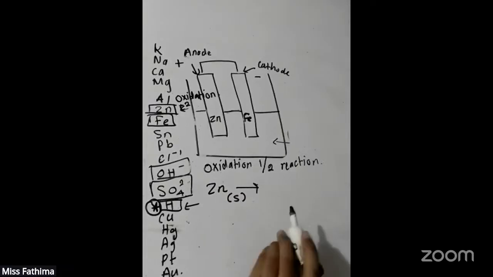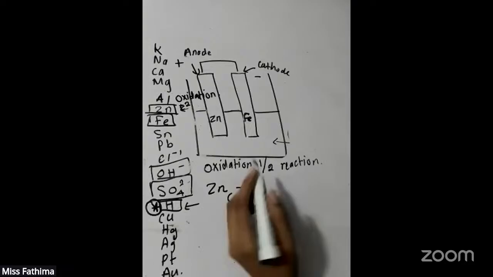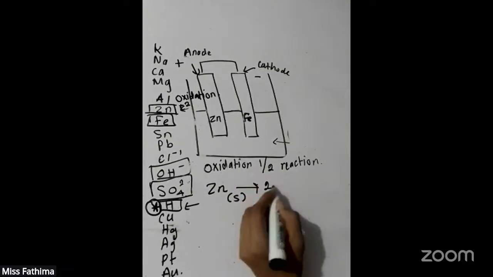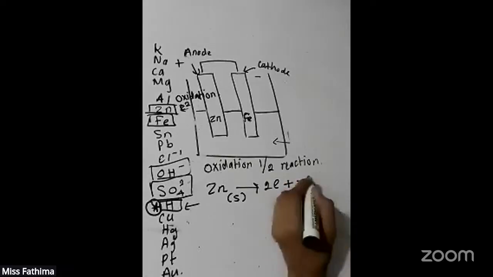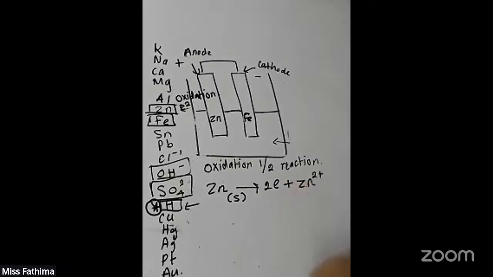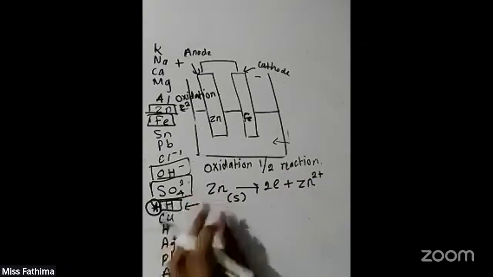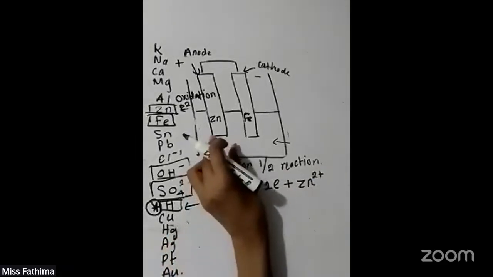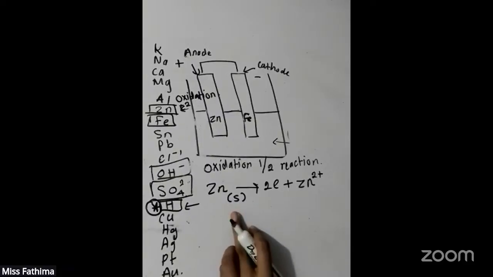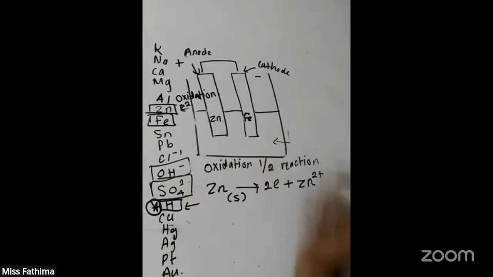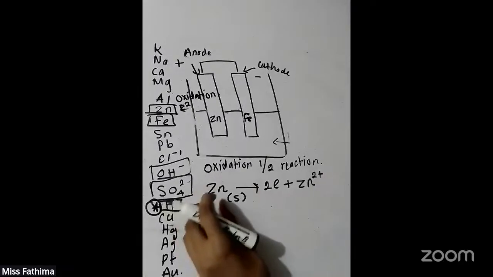What is meant by oxidation? Losing electrons. Zinc will lose 2 electrons and form Zn 2+. So this is the oxidation reaction. Listen once again. You have the zinc solid. Solid means the metal; it is in the form of metal. That is why the physical state is mentioned as solid. In order to become stable, this zinc will lose 2 electrons.